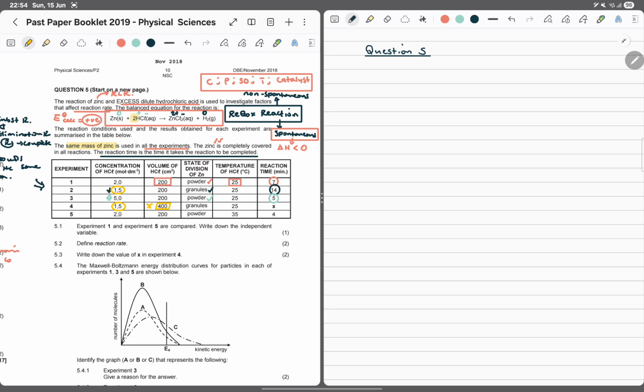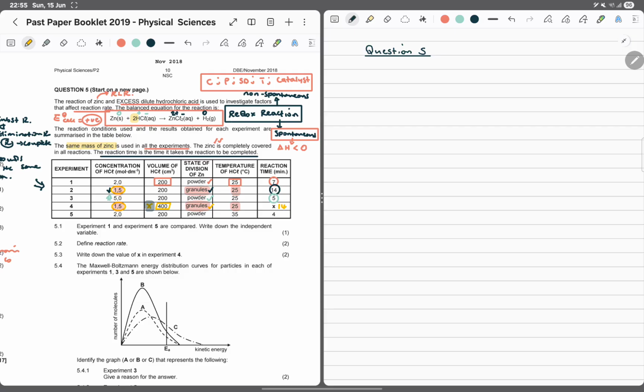If we look, we will appreciate that technically in this experiment right here, the concentration of HCl is the same as in experiment 2. And we're using zinc granules, same temperature as is here. The only thing that is a dummy here is the volume, which we don't really care about. So this should be 14.